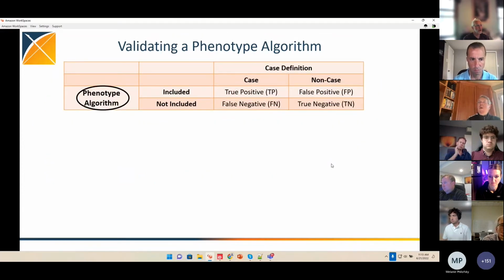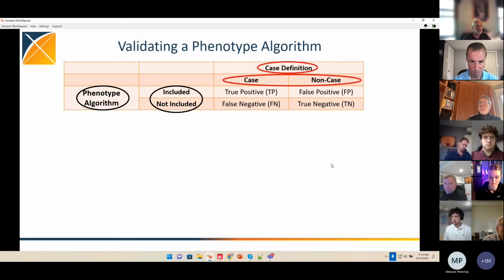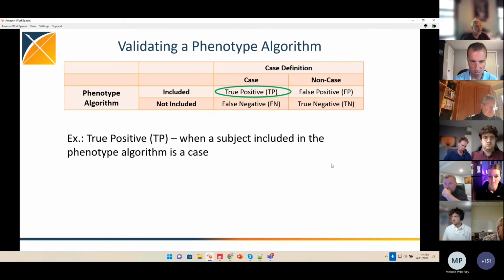So we talk about validating an algorithm. We start off with the phenotype algorithm, where you have subjects that are either included in the algorithm or not included. Alternatively, you have the case definition, which gives you people who are cases or non-cases for the health outcome. When you have these two things, you can have this confusion matrix, this 2x2 table, that gives you the true positives, false positives, true negatives, and false negatives. For instance, a true positive is when a subject is included in the phenotype algorithm and is also a case based upon the case definition.